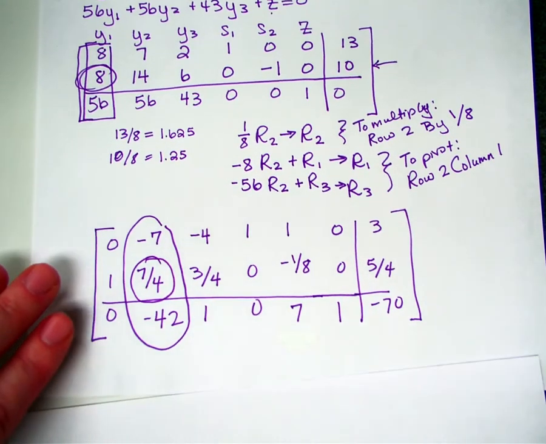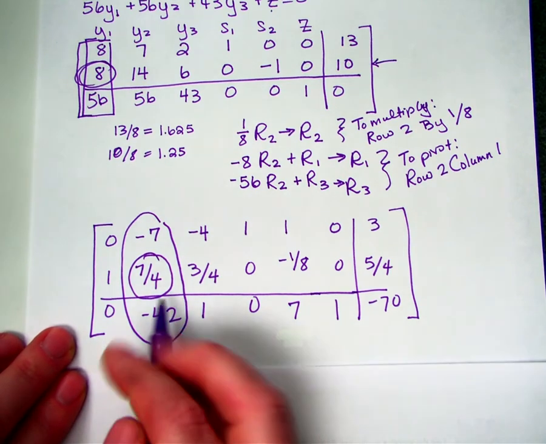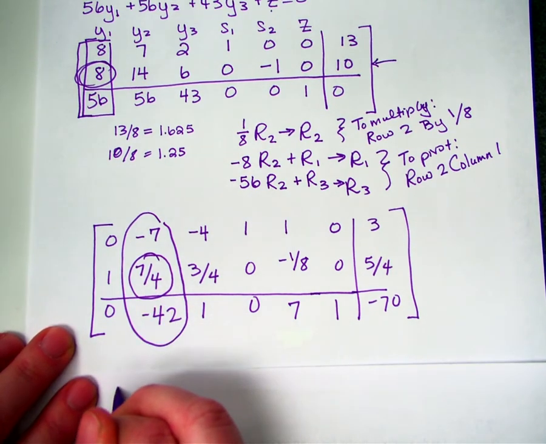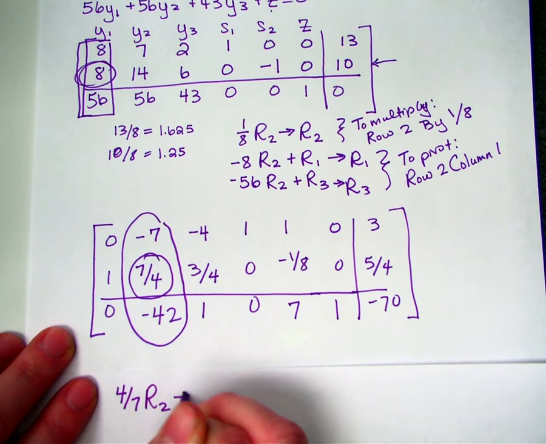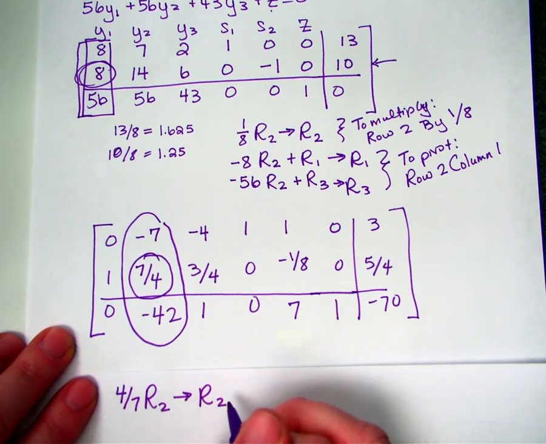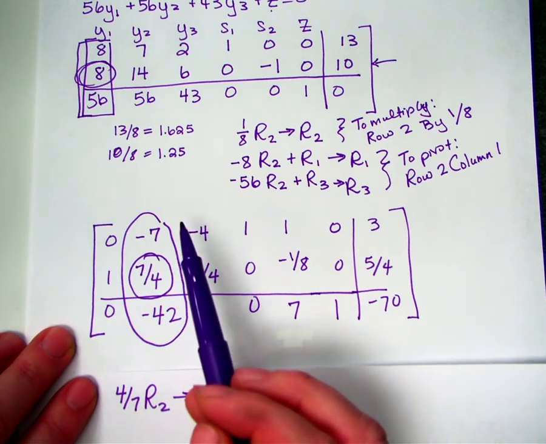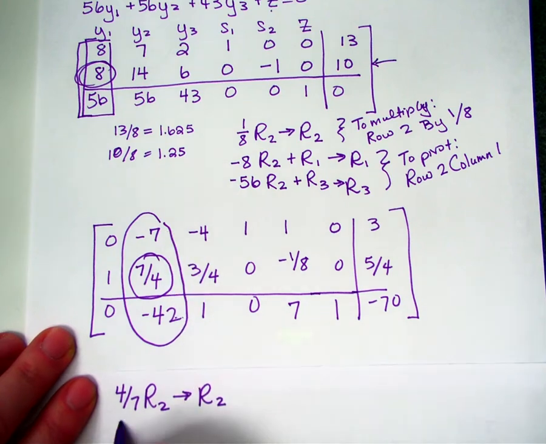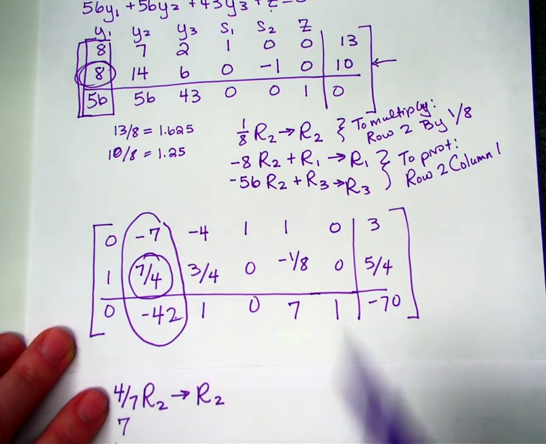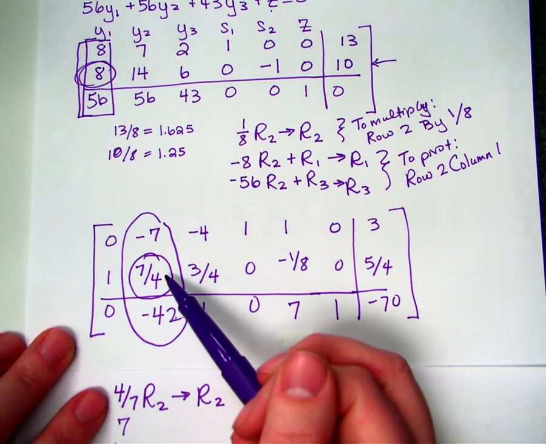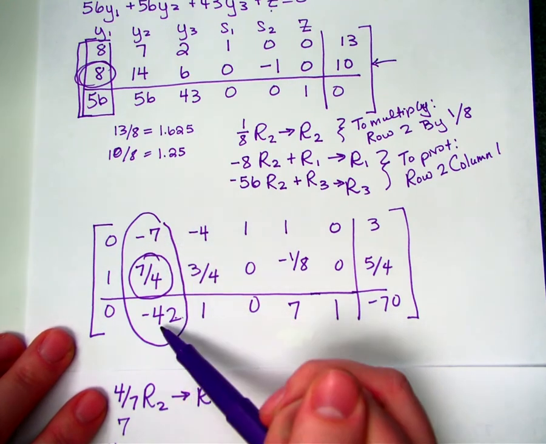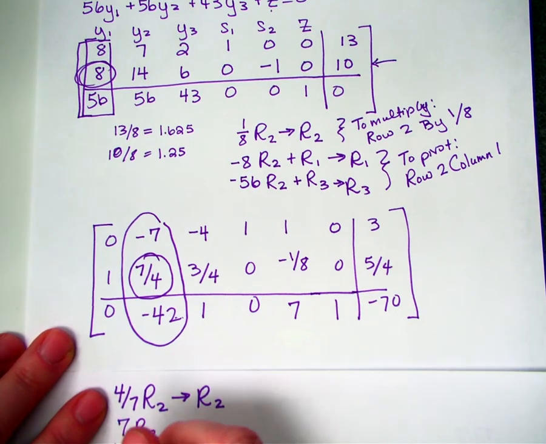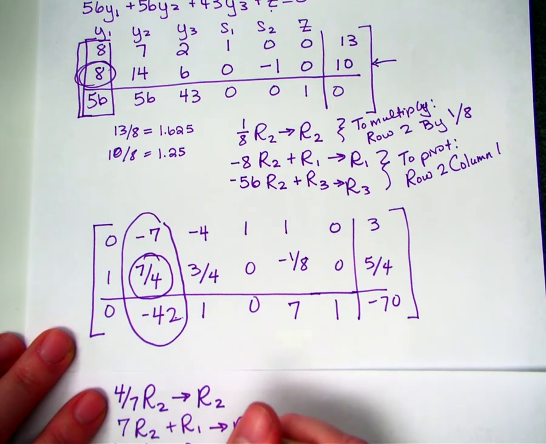So start by turning your pivot position into a 1. So we are going to multiply row 2 by 4 over 7. So multiplying by the reciprocal in row 2. Next, we will get these two numbers to turn into zeros. So to get those numbers to turn into zeros, we use opposite signs. So we will use a positive 7 to turn this into a 0, and a positive 42 to turn this into a 0. Multiplied with our pivot row, plus the rows we're changing, will yield a new row 1 and a new row 3.